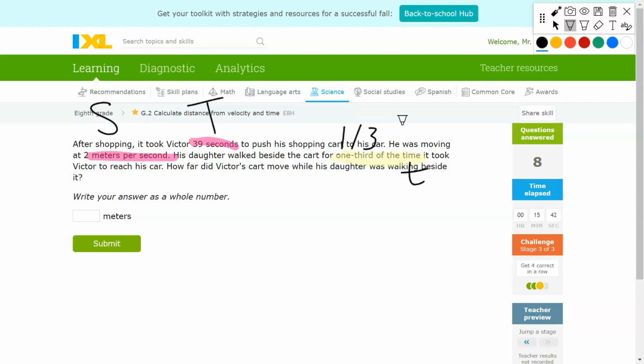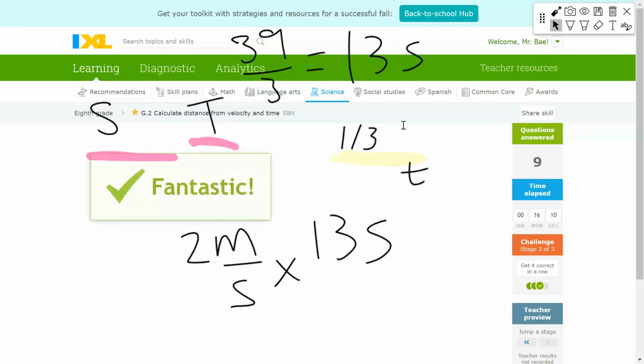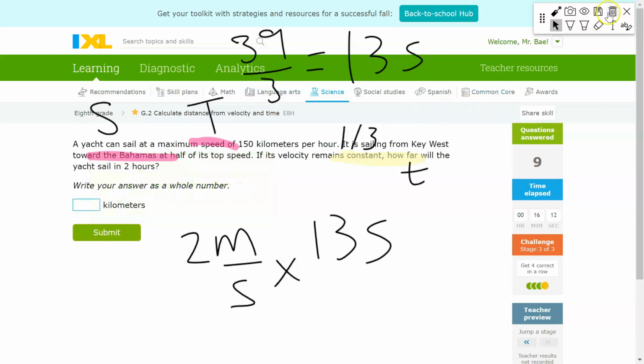So that means we would need to divide the time by 3, because we're talking about how far Victor's car moved while his daughter was walking beside. And the daughter only walked beside for 1/3. So you're going to have to do 39 divided by 3. That'll get you a total of 13 seconds. So you're going to have to do 2 meters per second multiplied by 13 seconds. And your answer should then be 26. Alright, we'll just do a couple more.